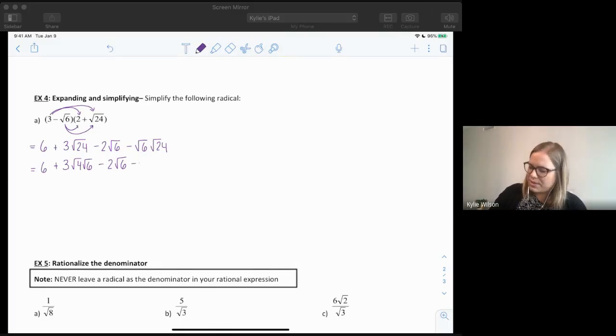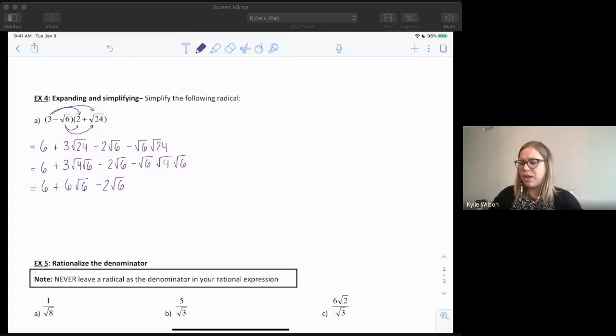So now I'm going to do the same thing with that root 24. So we have root 4 times root 6, like this. And now let's simplify that. 6. Root 4 is just 2. So that will give me 6 root 6 because I just did 2 times 3. Minus 2 root 6. And now root 6 times root 6 is going to give me root 36.